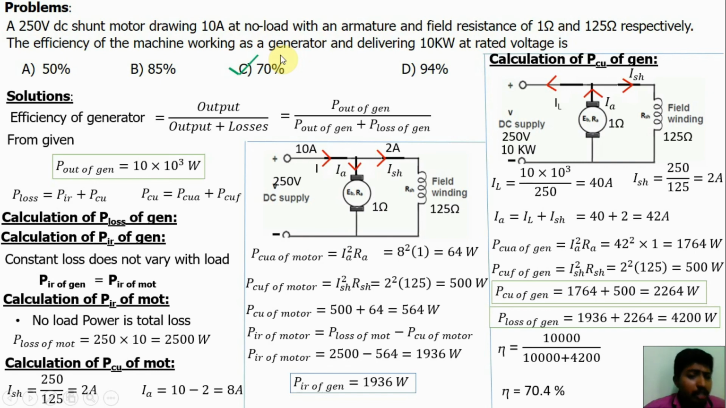Okay, this is the concept. Now, another important point is the condition for maximum efficiency. At what condition will the efficiency be maximum? Remember that when the constant loss is equal to variable loss, the efficiency of the machine will be a maximum. Remember this point, okay?